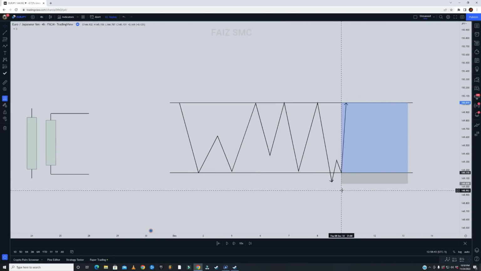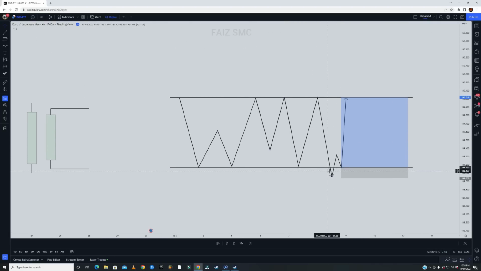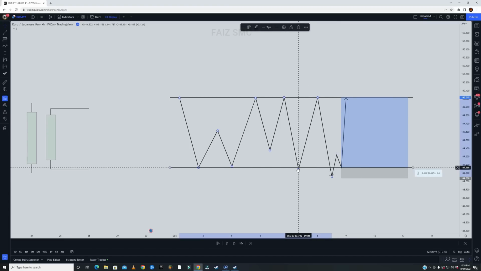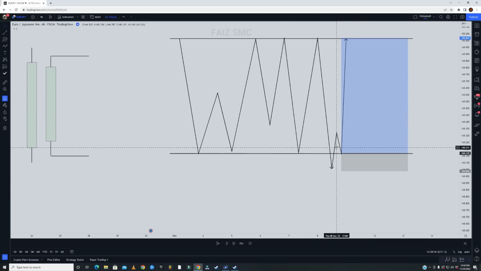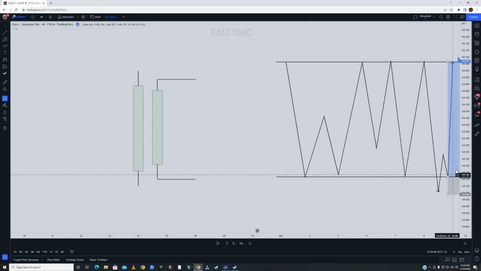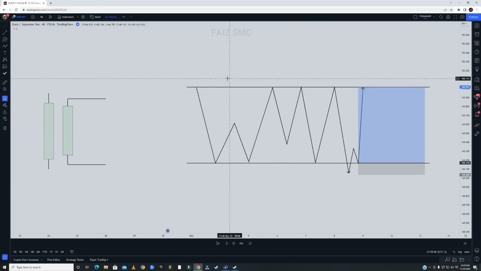You wait for a fake out, and you want to wait for body close. You will not consider wicks. If price wicks and goes back up, no, this is not right. You want to wait for a close of candle, and you want to see momentum when price comes back up. If price has momentum, you want to enter at the retest. It's really quite that simple, guys.